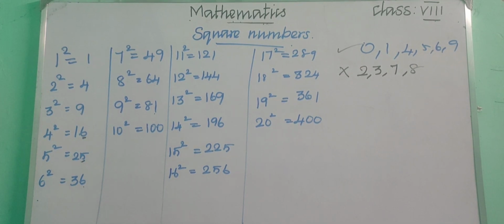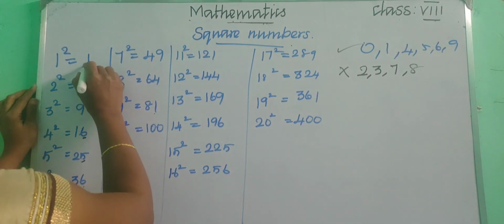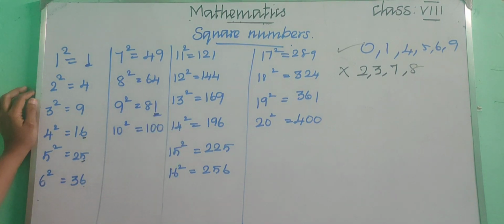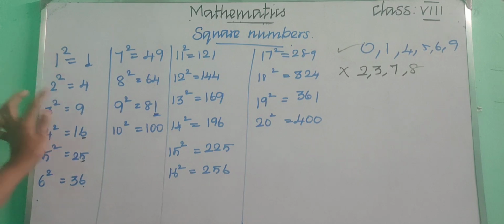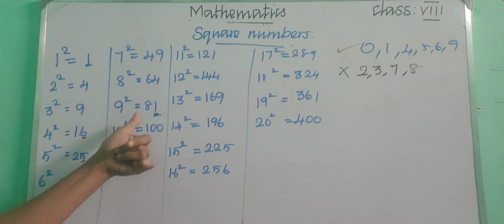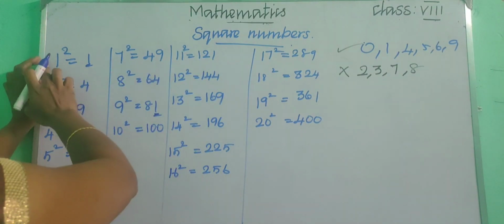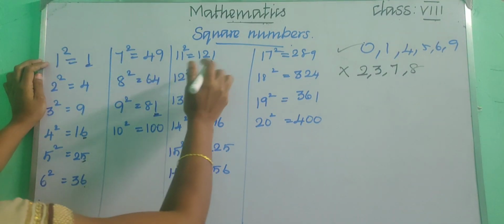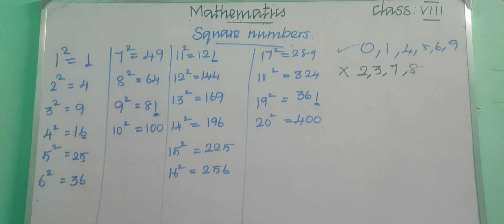And then the next property: see the squares of 1 and 9. 1 squared is 1, and 9 squared is 81. See, in the ones place they are having 1. So if a number ends with 1 or 9, its square ends with 1. Let us check for 11. 11 squared ends with 1, and 19 squared again ends with 1.